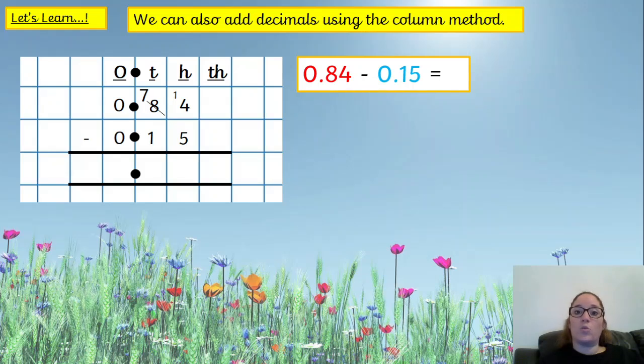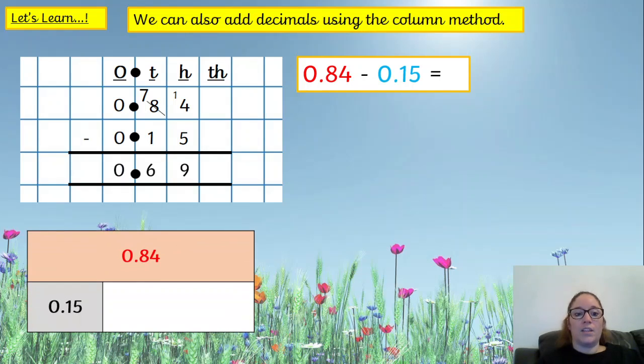We've now got 14 hundredths, which we can take away 5 from, which gives us 9. And we can subtract 1 from 7, which gives us 6. 0 take away 0 is 0. So we've got 0.69.